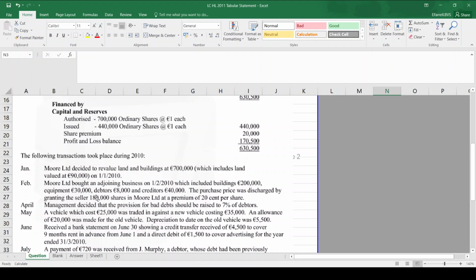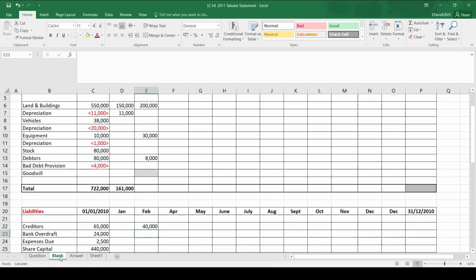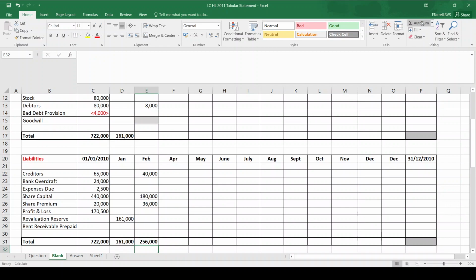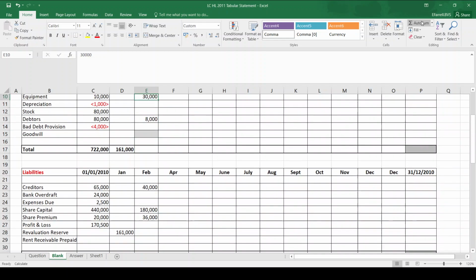So the share capital is 180,000. And the share premium is 20% of that, because it's 20 cents under €1 shares, which is 36,000. So now I just add up my liabilities, because the company should be worth what the assets minus the liabilities are. If they pay extra, then that is because of goodwill. So that comes to 256,000, the liabilities.